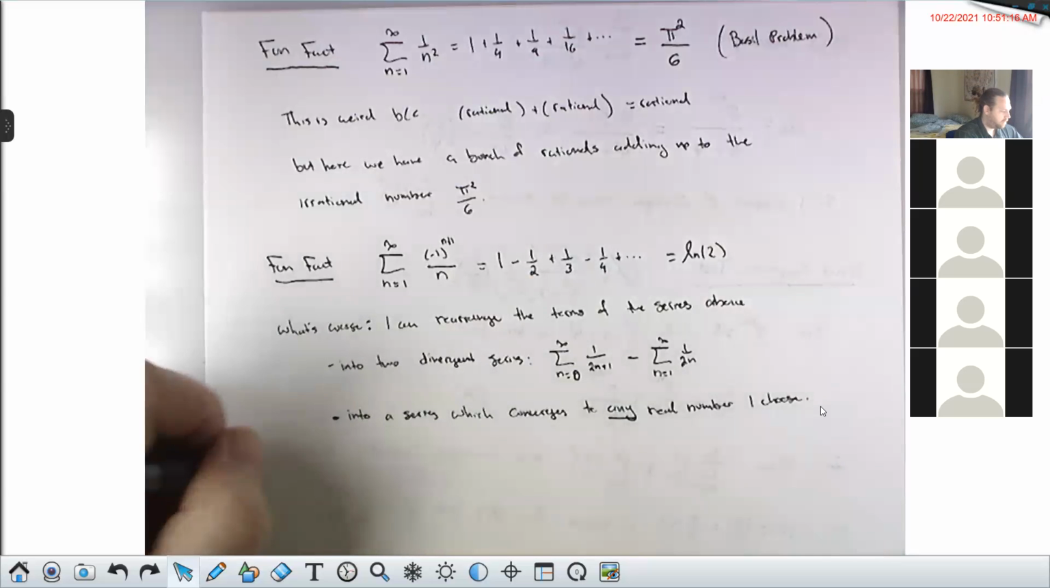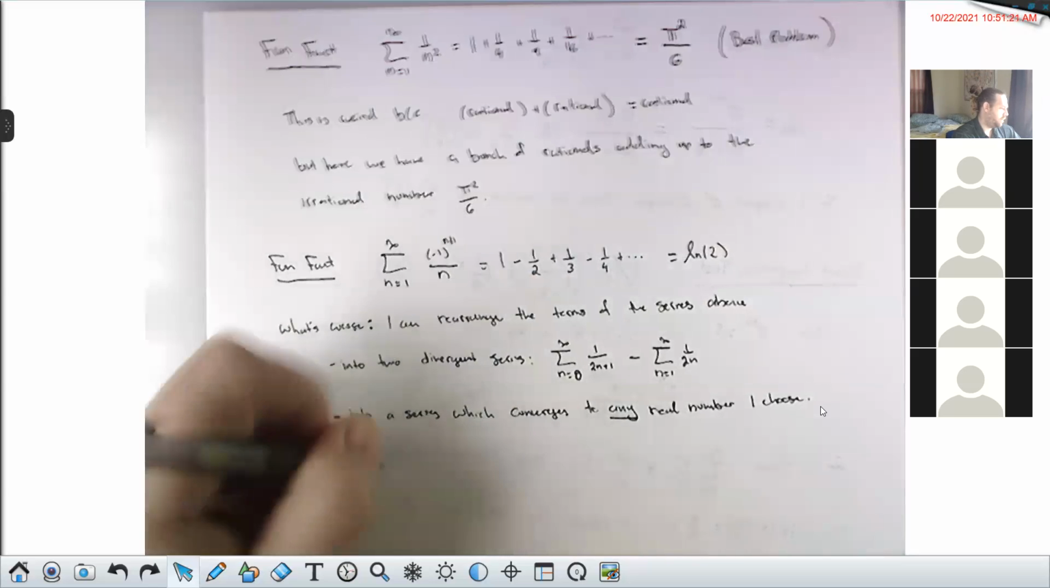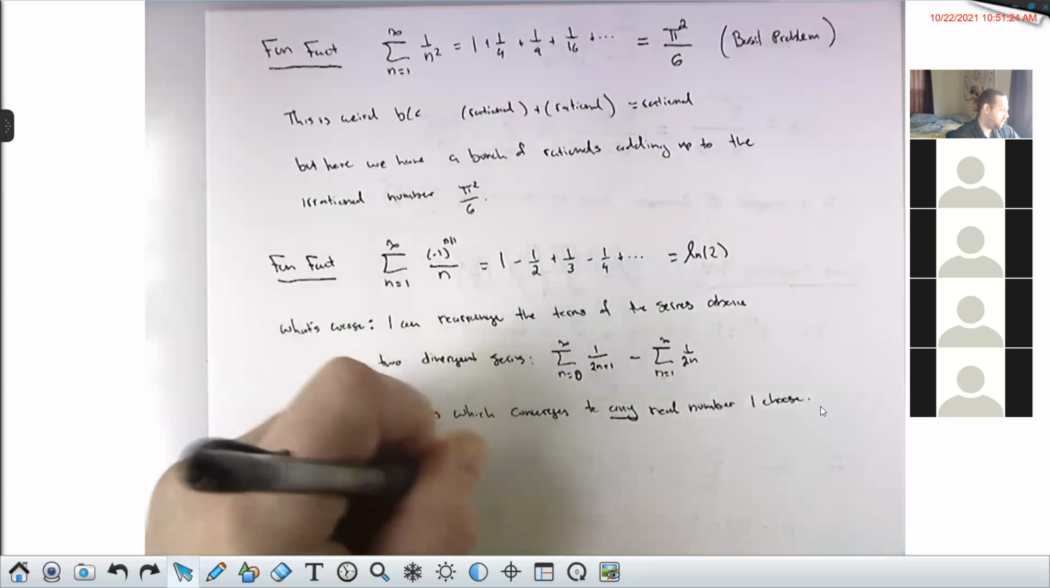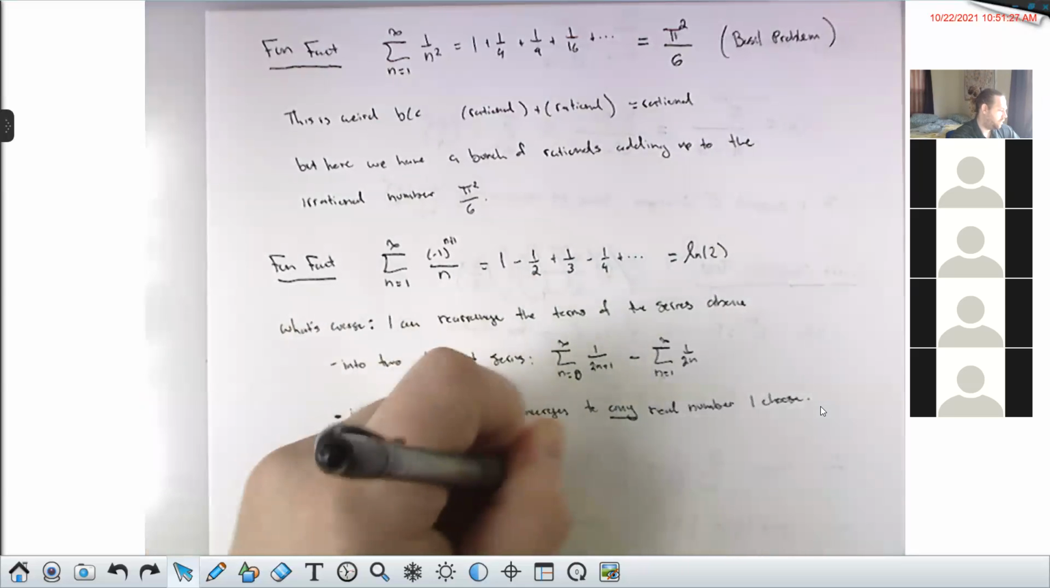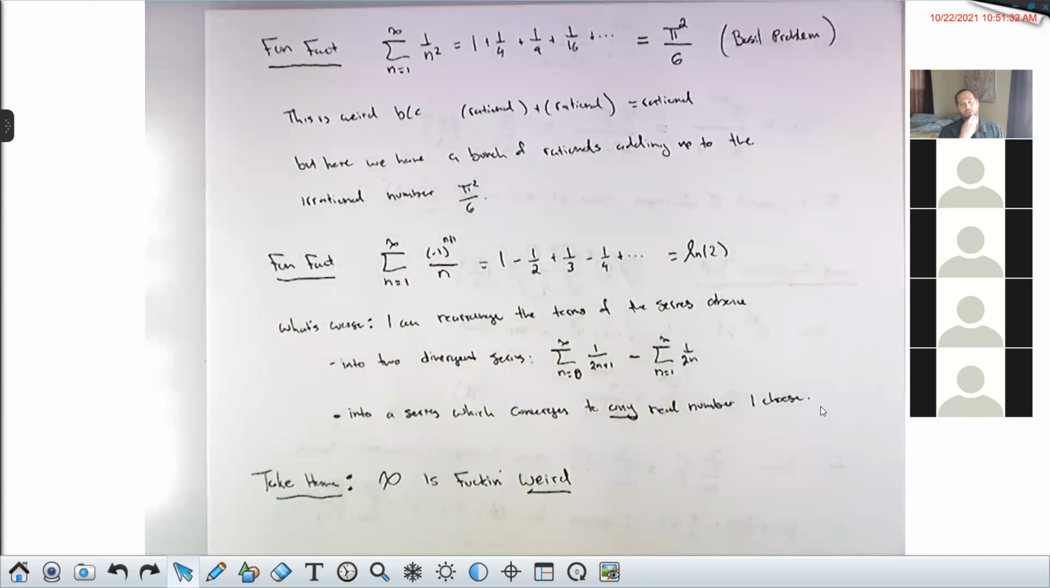The take-home lesson here is that infinity is very weird. The only reason any of this weird stuff can happen, like adding rational numbers to get an irrational number, or having something that looks like it should be finite be infinity minus infinity or any other real number I choose. I could also rearrange this series so that it just straight up diverges without splitting it up. The lesson there is that infinity is very strange.